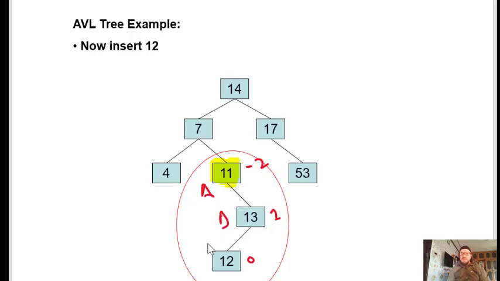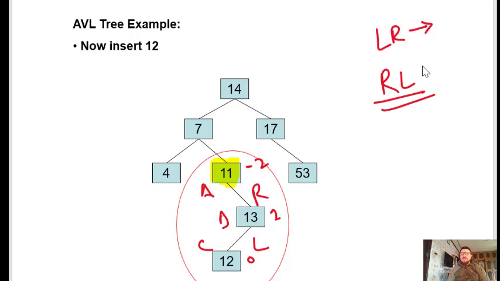So this is my A, this is my B and C, and I'm seeing B is on the right of it and C is on the left of it. So it is RL rotation. For RL and LR, I told you either you go two rotations or you can do single. If you go direct way, you will make A and B child of C. So 12 will come here instead of 11, and 11 will go to the left.